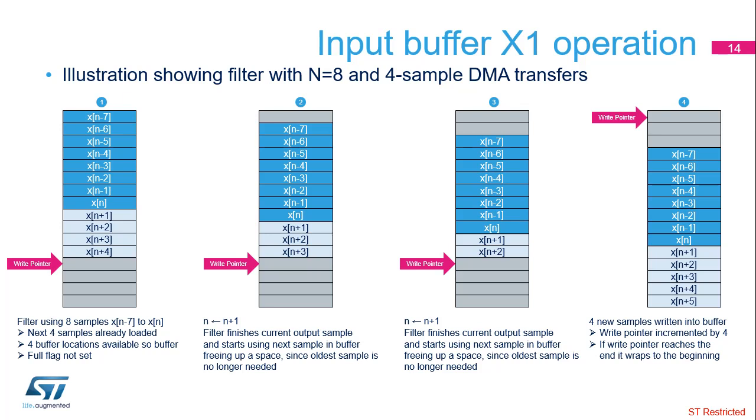During step 4, YN is now calculated. The sample X, N-7, is removed. Then N is incremented. The filter calculates YN from X, N-7 to XN. 4 new samples are loaded. Since the upper address of the buffer has been reached, a wraparound to the beginning of the buffer occurs.